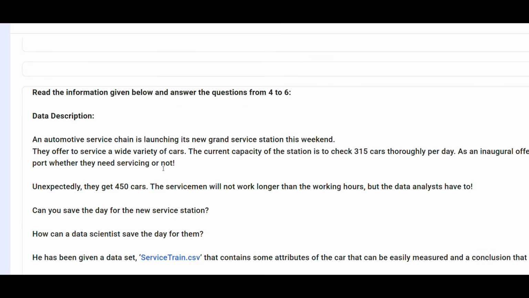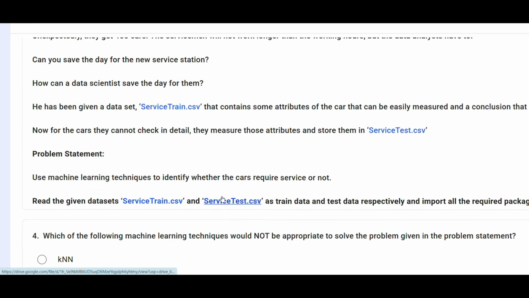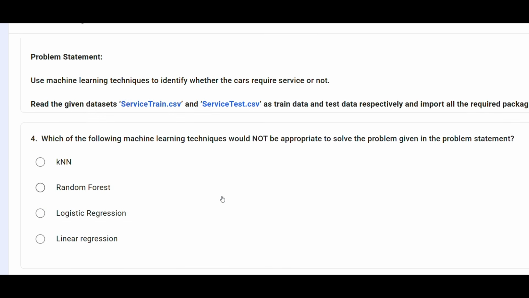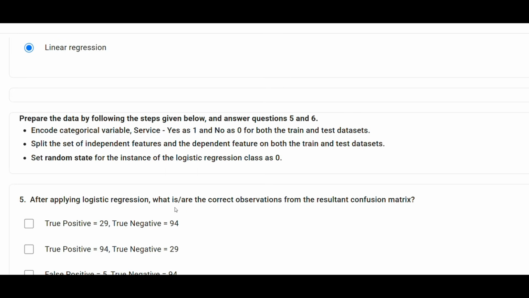Then come to questions 4 to 6. There is a case-based problem statement. So the fourth one is, which of the following machine learning techniques would not be appropriate to solve the problem? So the right one is linear regression.